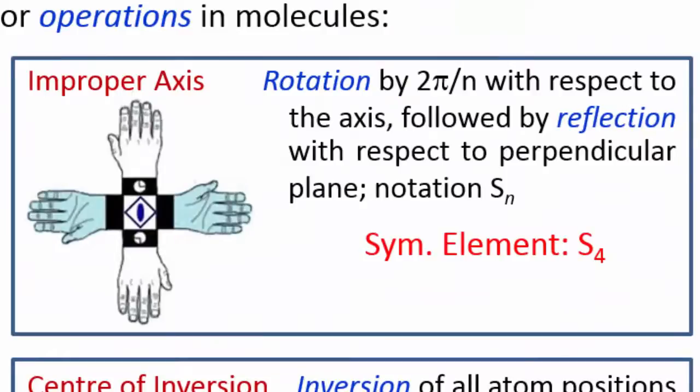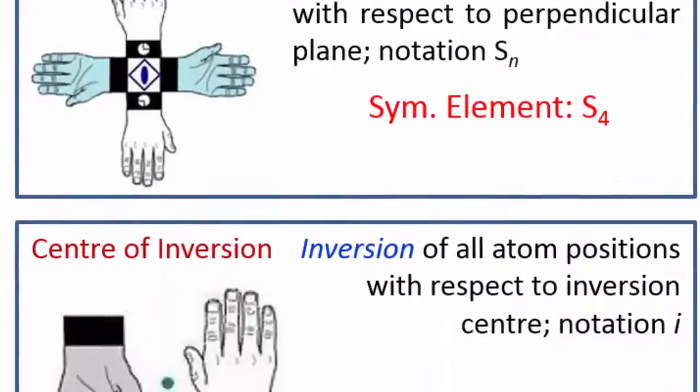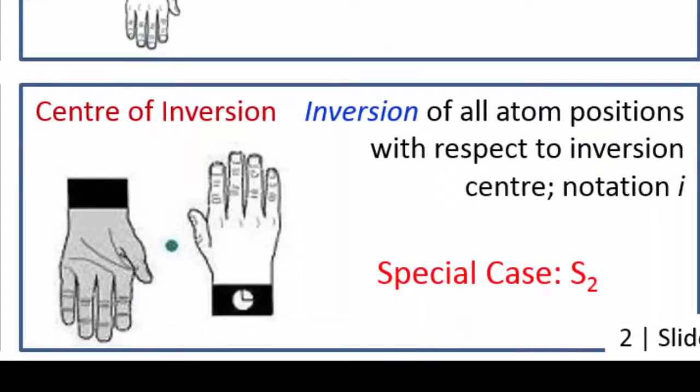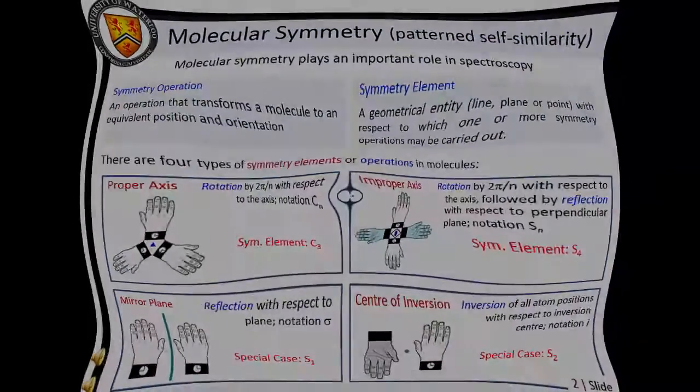Rotation about an improper axis is denoted S subscript n. In this case, rotation by an angle of 2π over n about a symmetry axis is then followed by reflection in the perpendicular plane. Finally, we can define the inversion operation, which involves inversion of all atomic coordinates with respect to an inversion center.